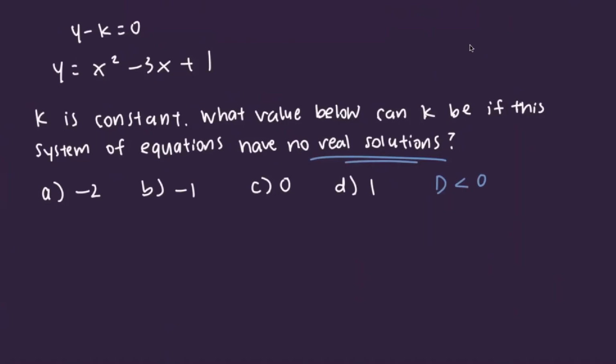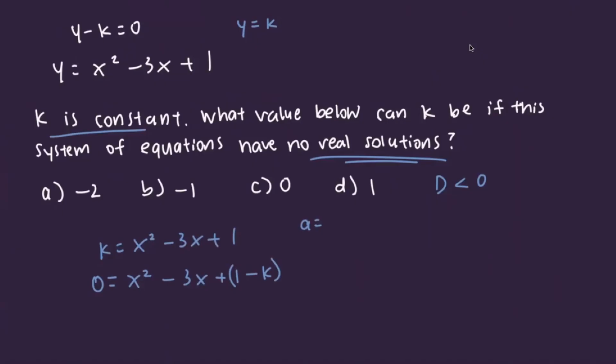First, let's find the value of y. The value of y is k. So replace y with k, and we will get k equals x squared minus 3x plus 1. Move everything to one side: x squared minus 3x plus 1 minus k. And now, since k is a constant, it goes with the 1. So a is equal to 1, b is equal to negative 3, and our c is 1 minus k.